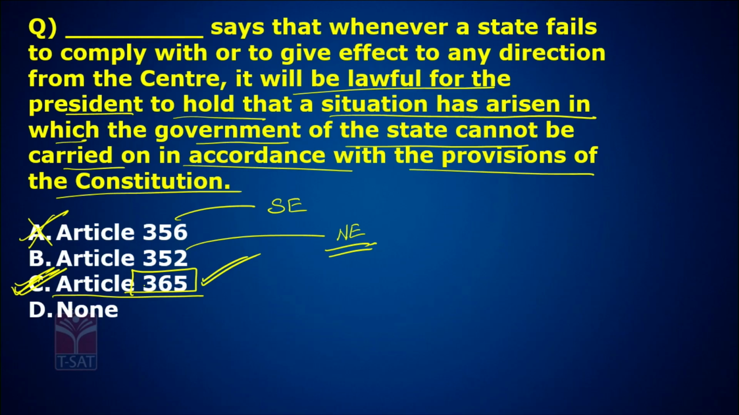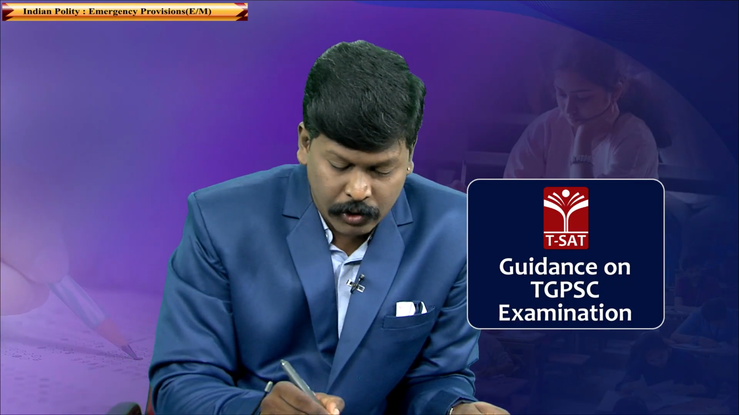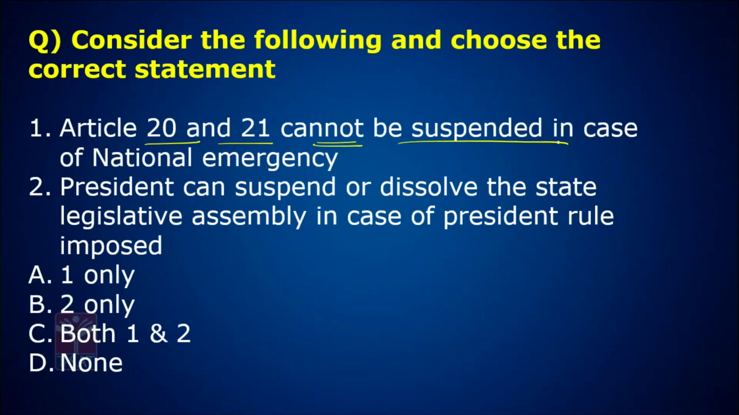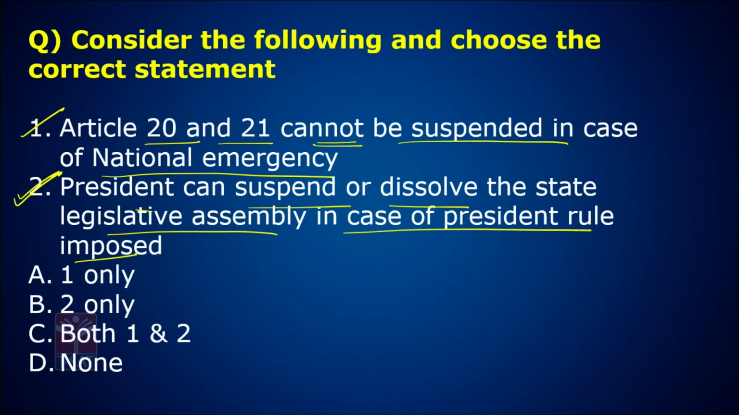This is very important. Consider the following and choose the correct statement. Article 20 and 21 cannot be suspended in case of national emergency. You all know this is correct. President can suspend or dissolve the state legislative assembly in case of President rule. Very, very important. This is also correct. Many people think that President only can dissolve the assembly. No, he can also suspend it for a temporary period. Okay, the answer is C.